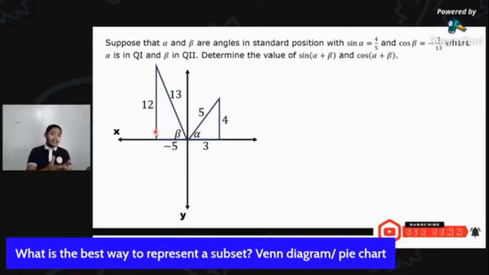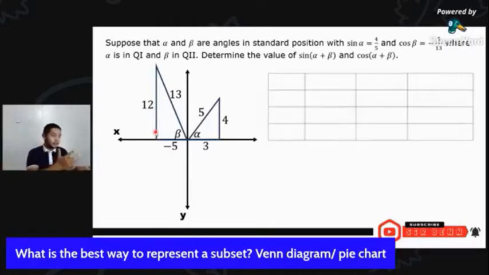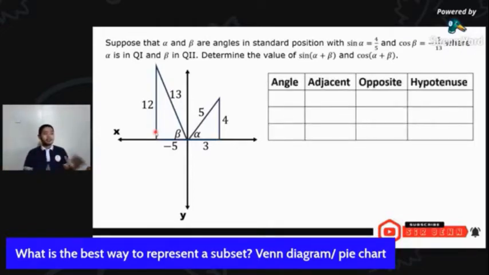The next thing to do is to create a table. How are we going to create a table? Focus on the sequence of the words. The first one would be angle, and then the adjacent side, then the opposite side, and then the hypotenuse. For the first column, we will write the angles: alpha, beta, and alpha plus beta. For those who are watching right now, I am requesting you to get a paper or scratch paper and a ball pen so that you can write the table.